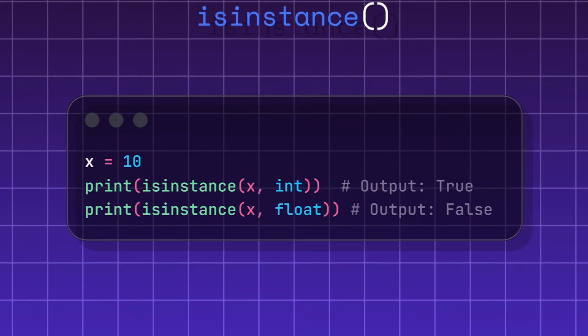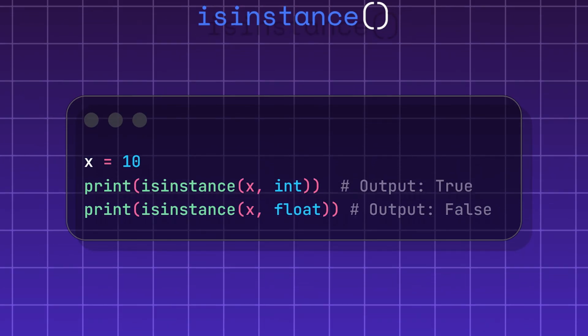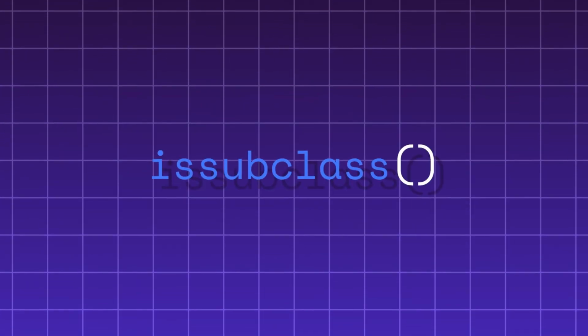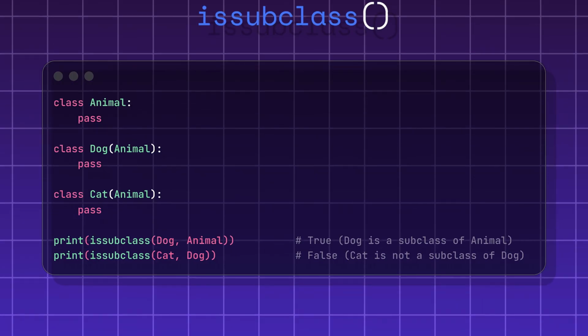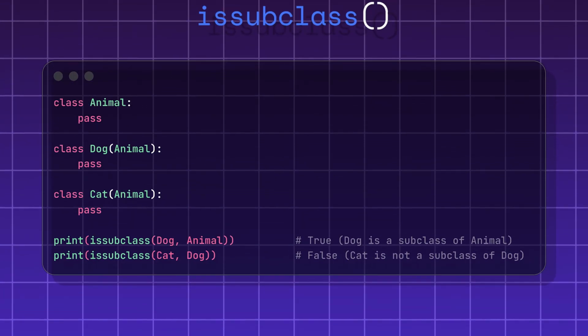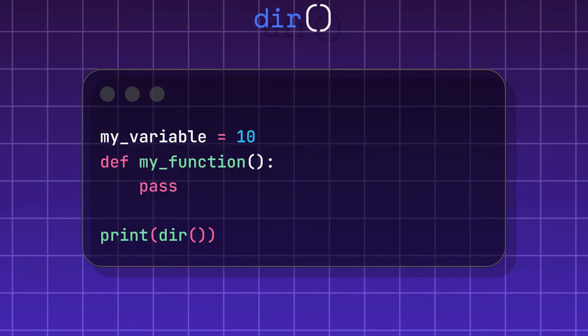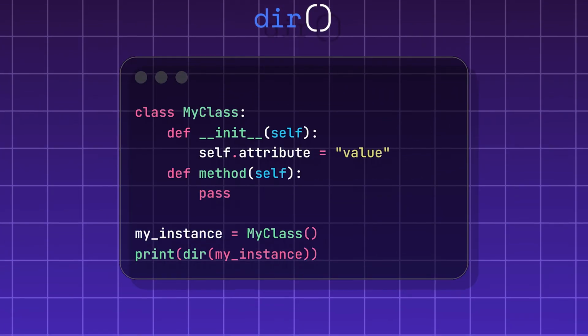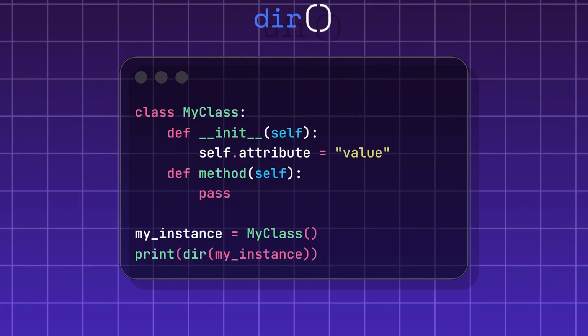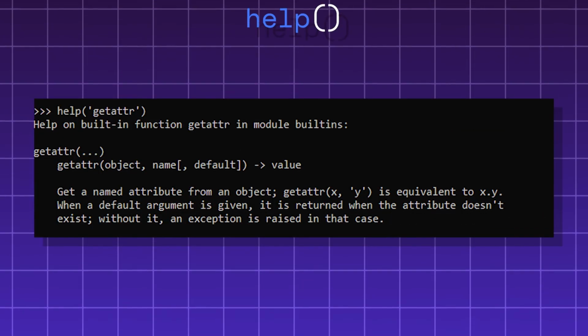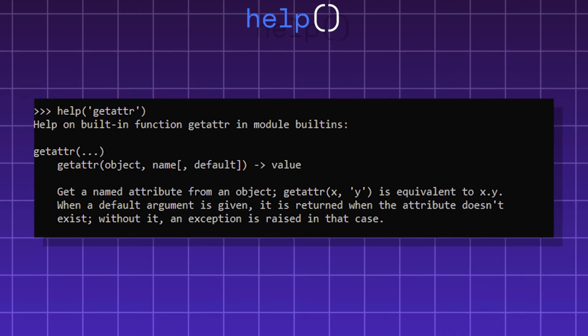Isinstance checks if an object is an instance of a class and returns true or false. Issubclass checks if a class is a subclass of another and returns true or false. Dir returns a list of names of variables, functions, and classes within a scope, or a list of methods and attributes of an object. Help provides access to the Python help system directly in the interpreter.